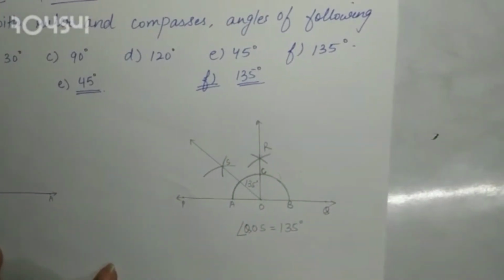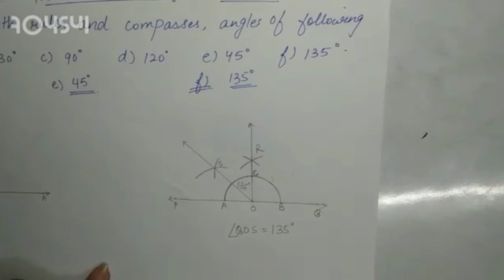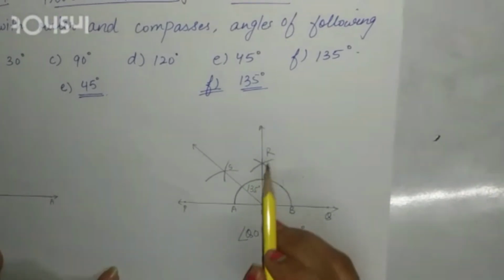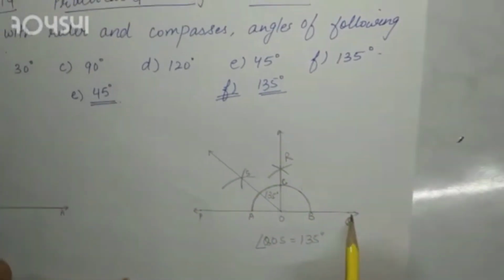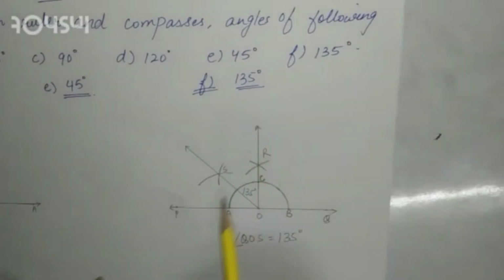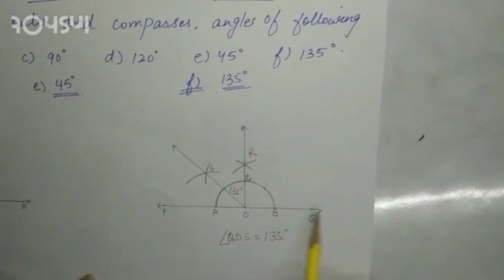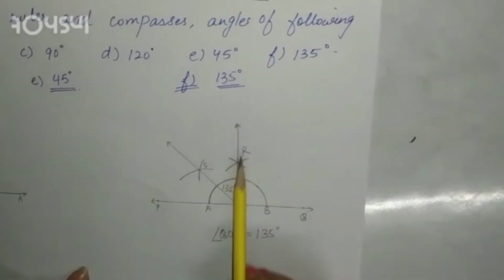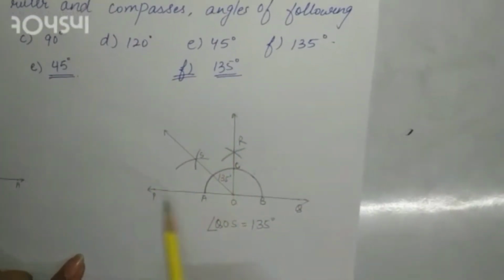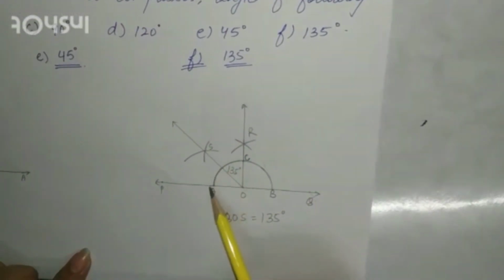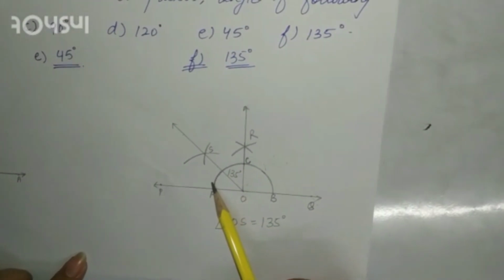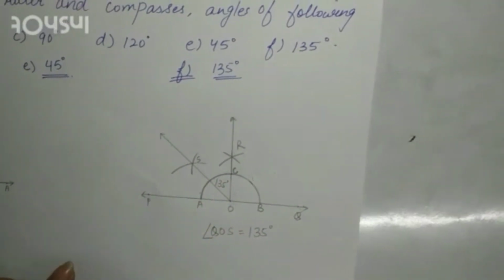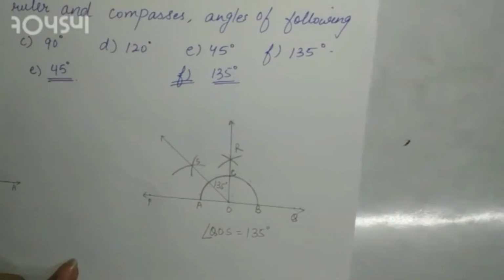135 degree. So for making an angle of 135 degree, first of all we draw an angle of 90 degree. Okay, these two are of measure 90 degree, and after that the angle on the left hand side, the 90 degree on the left hand side, we bisect that angle. Okay, and the bisector is the angle of measure 135 degree.